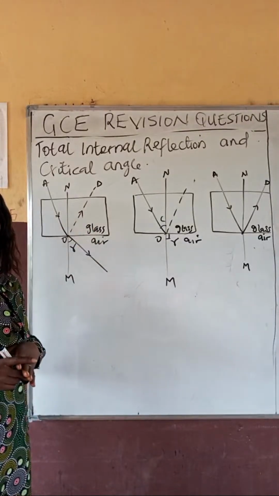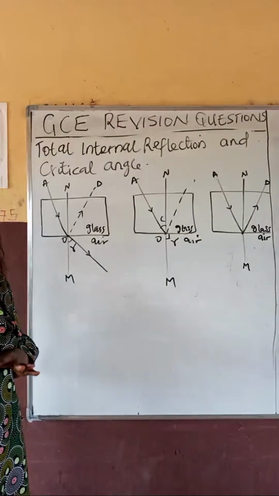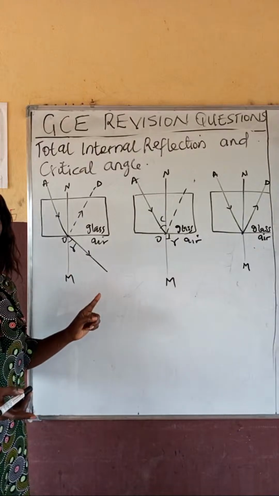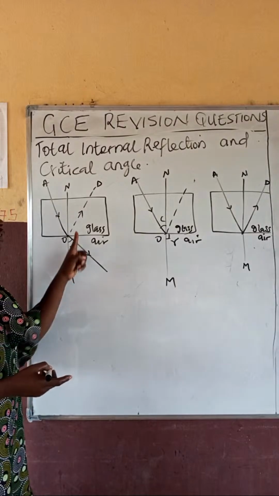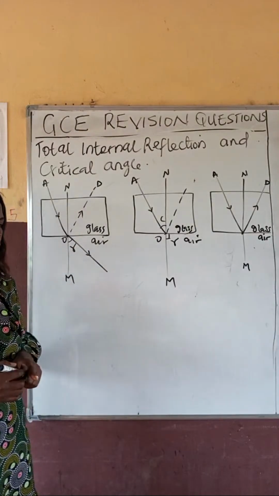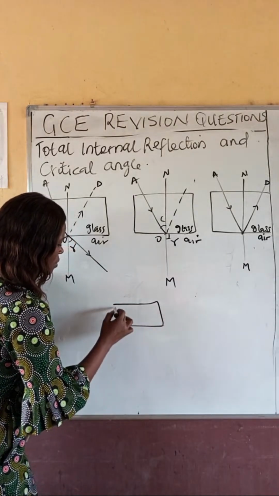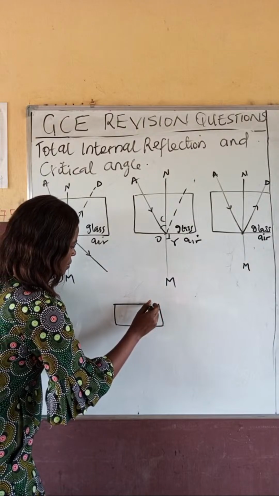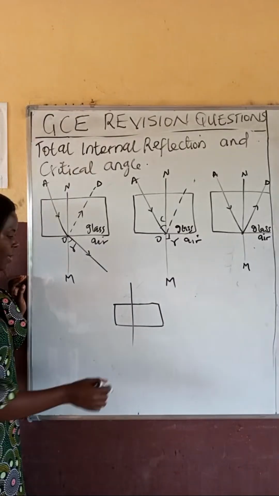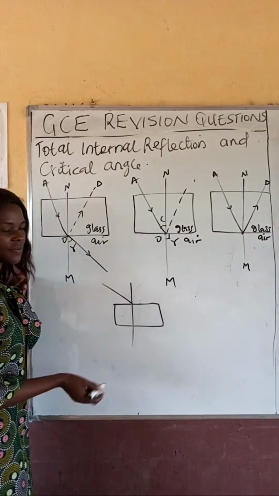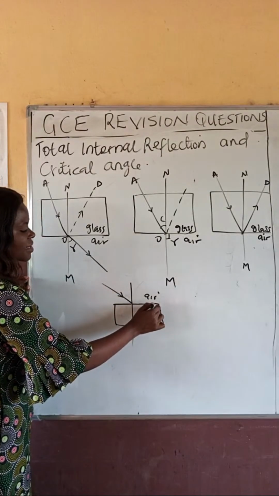From glass to air. If you remember, in the previous explanation I did for refraction, light travels from air to glass. But in this concept, light is traveling from glass to air. Okay? Now, let me do a small illustration. Now, if I have this, right? And this is a ray of light. This is air. And this is glass.